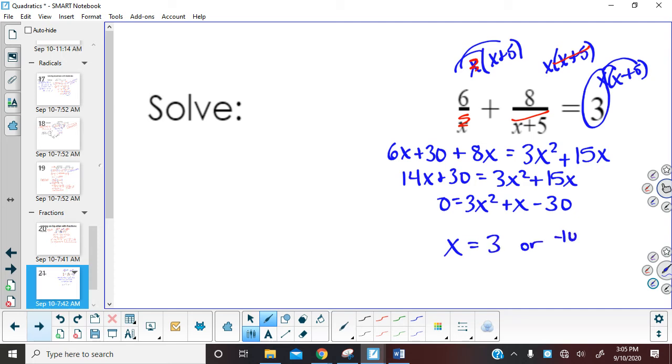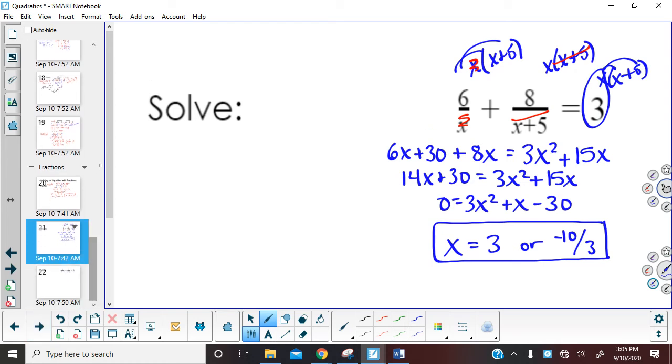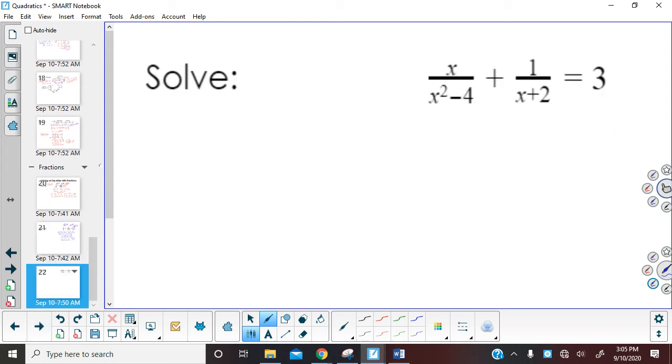If you're having problems solving those quadratics, please let me know. But again, you can factor in this case, or you could use the quadratic formula, whichever you find easiest. All right, the last one.